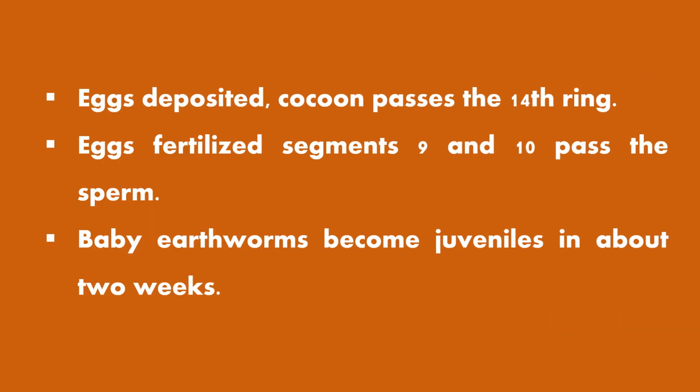When the cocoon passes over the 14th ring, some eggs are deposited. These eggs are then fertilized as the 9th and 10th segments pass by the sperm of the other worm. It takes about 2 weeks for the baby earthworm to become juvenile.